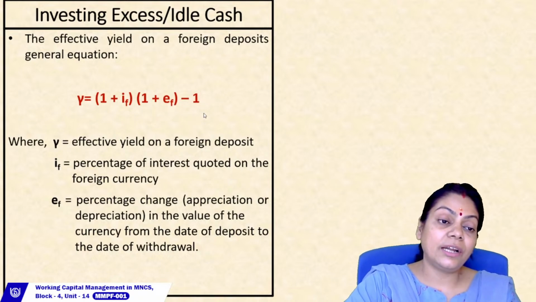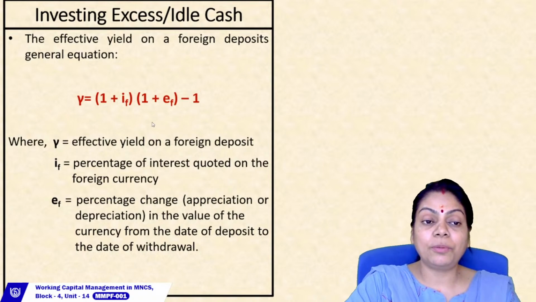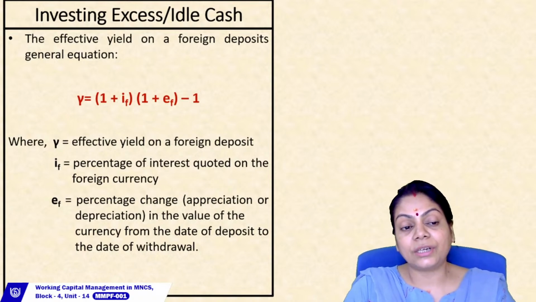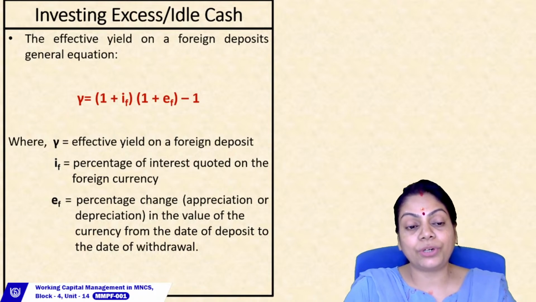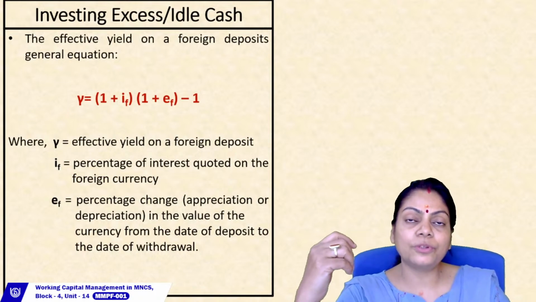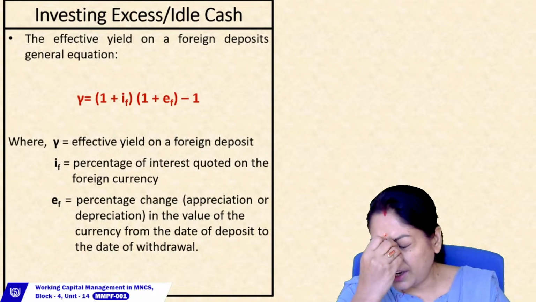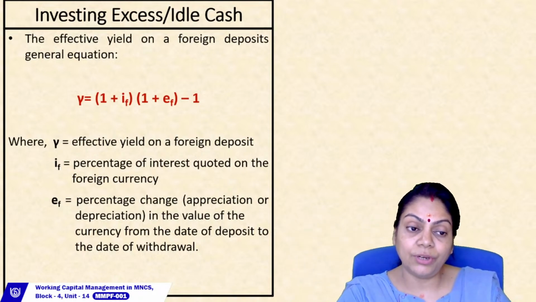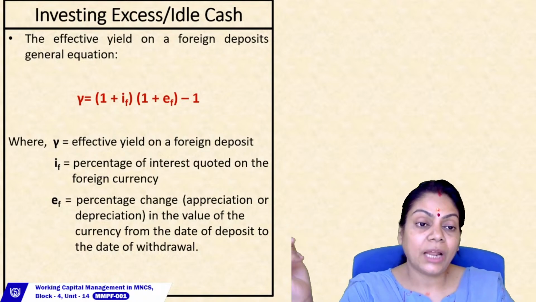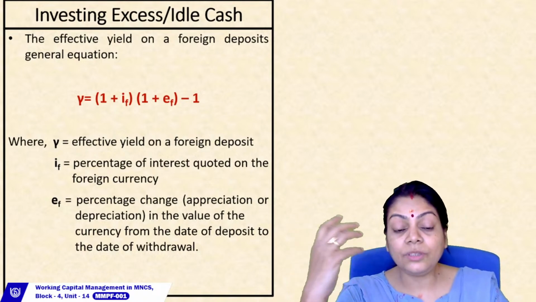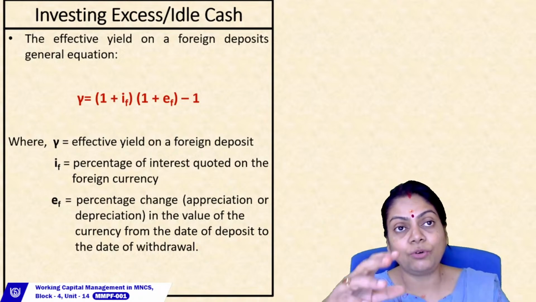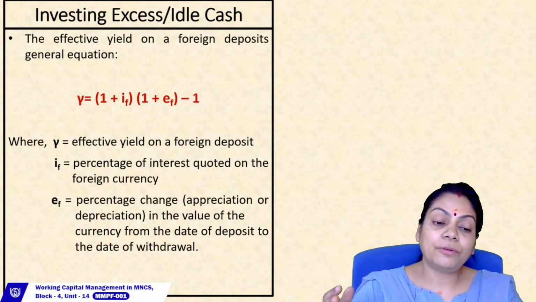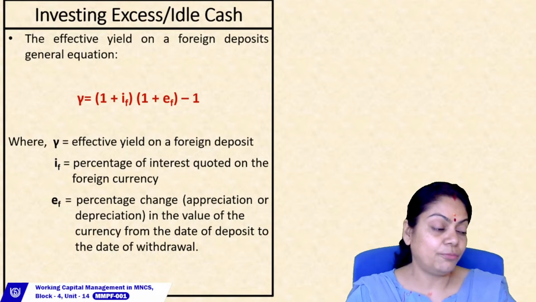Now, interestingly, there are terms here which you might not be familiar with. IF is the percentage of interest quoted on the foreign currency. Suppose I am here in India, the percentage of interest quoted on the US dollar in the US is the IF. And EF is the percentage change. It could be appreciation or depreciation in the value of the currency from the date of deposit to the date of withdrawal.